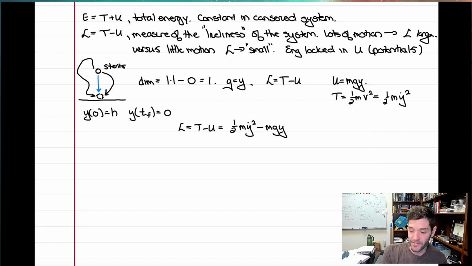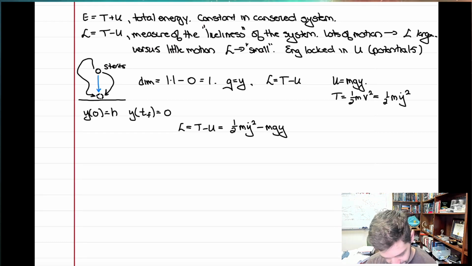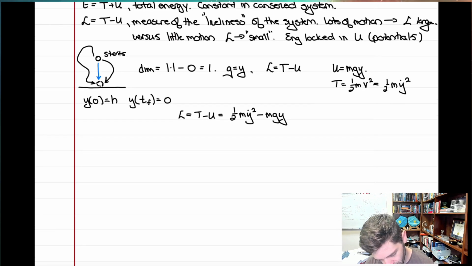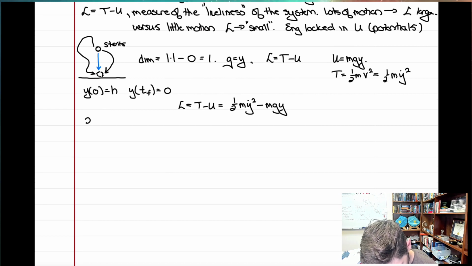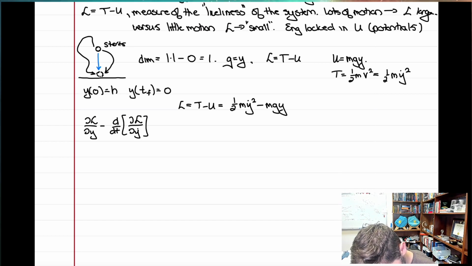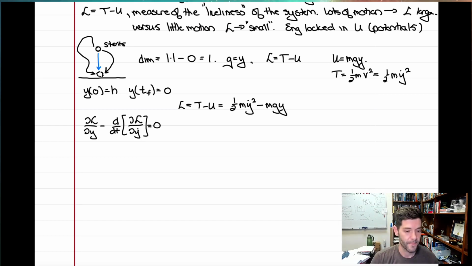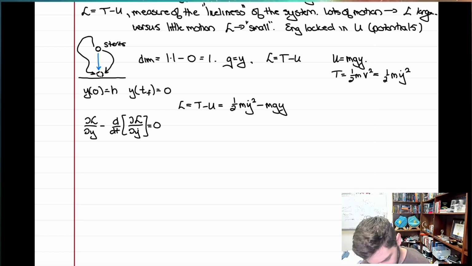And again, we're not trying to optimize the value of the Lagrangian, but we're optimizing the integral of the Lagrangian as it goes from top to bottom. So now Lagrange's equation says that the partial of L with respect to y minus the time derivative of the partial of the Lagrangian with respect to y dot equals 0. So now I have to evaluate all my partial derivatives.